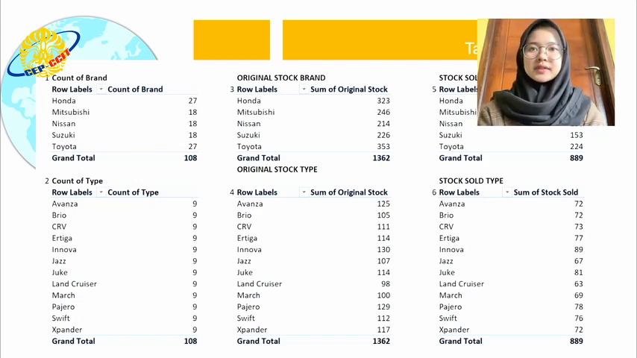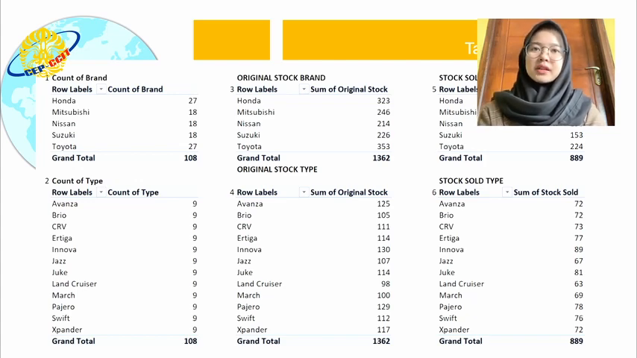And the second pivot table is count of type, and we can see that each type has the same amount, which is 9. And the third pivot table is original stock brand, and we can see that the sum of original stock is 1362, and we can also see that Toyota has the highest sum of original stock, which is 353.